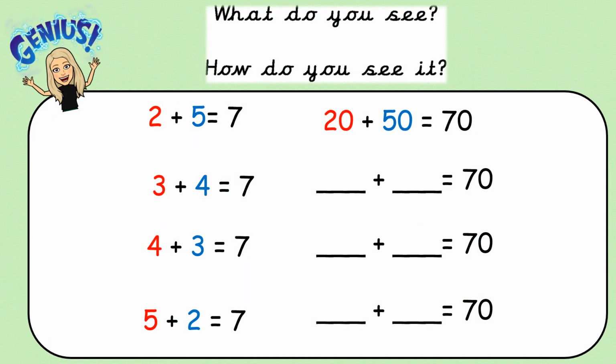Okay, so have a look at this first number sentence. 2 and 5 is equal to 7. So therefore, 20 and 50 is equal to 70. What do you notice about these numbers? What's the same and what's different? And then go ahead and complete the other 3 number sentences. So 3 and 4 is equal to 7. So something and something is equal to 70. And once you've done these, press play and we'll go through it together.